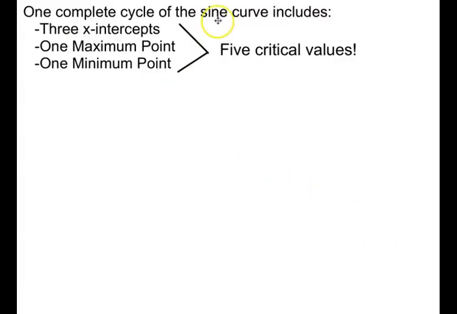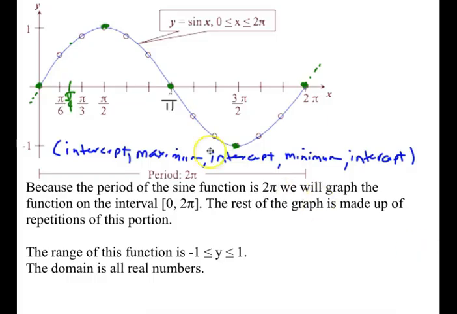So one complete cycle of a sine curve includes 3 x-intercepts, 1 maximum point, and 1 minimum point, and that gives me the 5 critical values. What you notice, the 5 critical values divide the whole period into 4 equal sections. So you'll notice that intercept, and then in the middle point I have another intercept, and at the end point I have an intercept. And the midpoint between these intercepts, I'm going to have a maximum and a minimum.